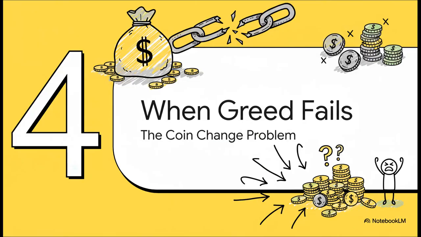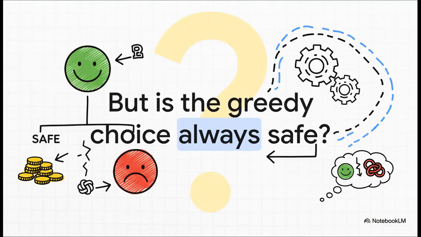All right, so we've seen greed come out on top. It feels good, it's fast, it's efficient, but now for the plot twist. Let's take a look at a problem where that same greedy instinct leads us straight into a trap. We're going to dive into the coin change problem. And this brings us right back to that big question we started with. We proved that one greedy choice was safe, but is that always true? What happens when you just tweak the rules of the game a little bit?